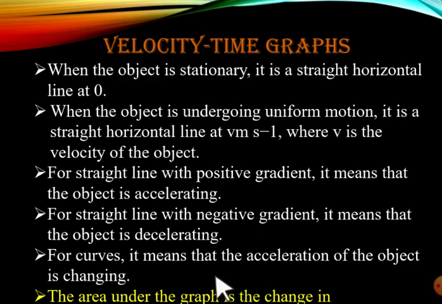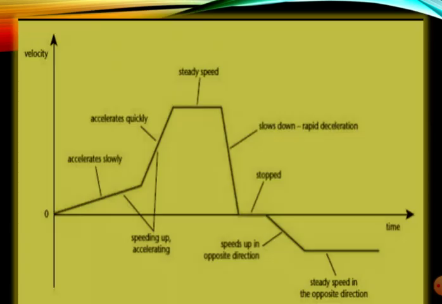Changing means you're accelerating, or decelerating, which is also changing. But if it is curved, then it is not uniform. It may increase, decrease, or stay constant, depending upon the nature of the curve, whether it is curved upward or downward. The area under the graph will give you numerically the change in the displacement of the object. Got it? So let's see those different graphs.